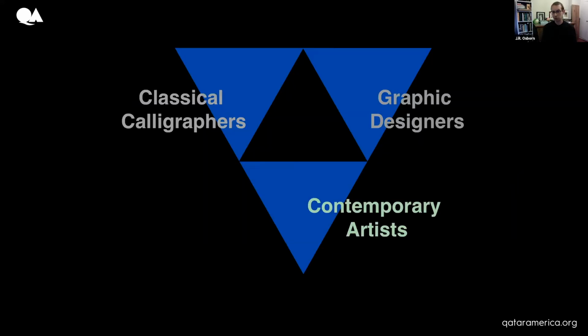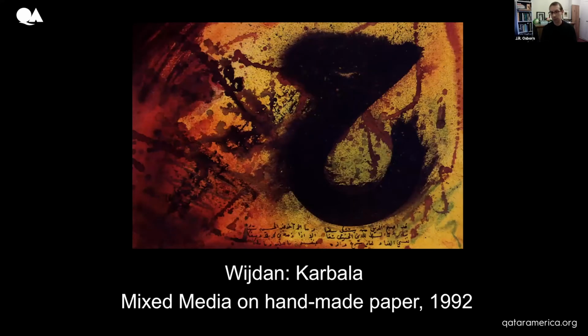And the third group is contemporary artists. And here I'll show a few examples. This is a mixed media painting by Wijdan, a Jordanian artist who actually coined the term, she's also an art historian, contemporary calligraphic art, to discuss this trend among contemporary Arab and Islamic artists who use letter forms, Arabic letter forms in their artworks.